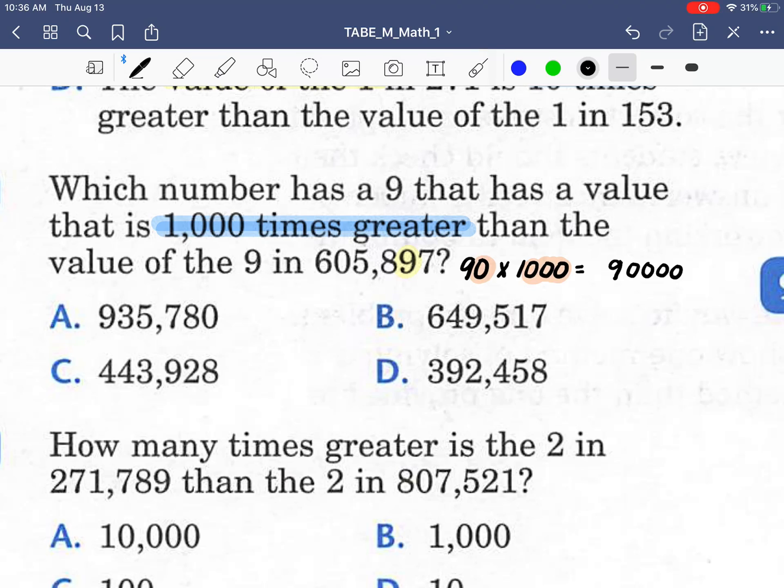So I am looking for an answer choice that has a 9 in the 10,000s seat. So let's take a look here. There's a 9 in the 100,000s, a 9 in the thousands, a 9 in the hundreds, and a 9 in the 10,000s. I am looking for D. So we have to decide if we need to build up or break down and then match their answer to the answer that we find.